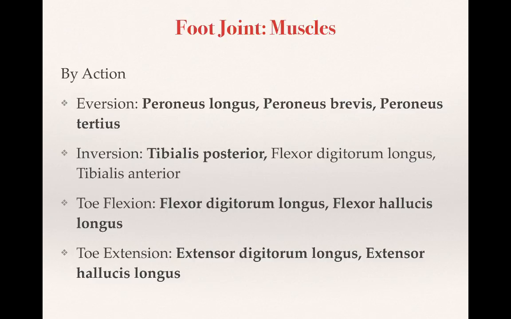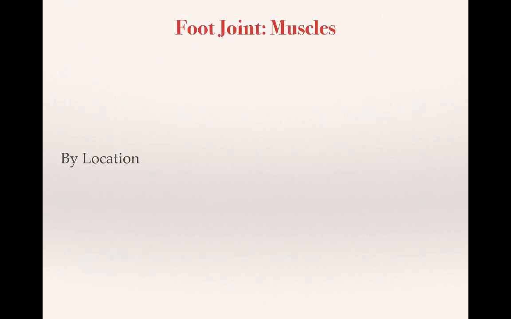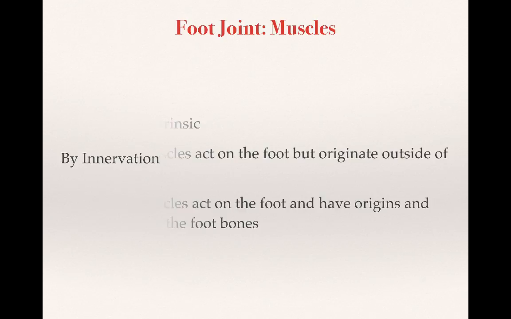For inversion, the prime mover is tibialis posterior, and the synergistic muscles are the flexor digitorum longus and the tibialis anterior. The toe flexors are the flexor digitorum longus, which acts on toes 2 through 5, and the flexor hallucis longus, which acts on the great toe. Toe extension: extensor digitorum longus and extensor hallucis longus. And we will also do these muscles by location and innervation in class.